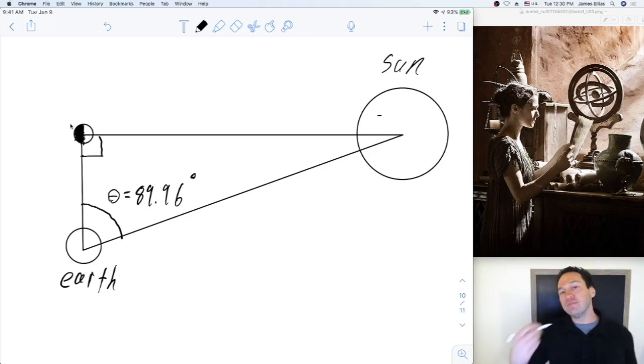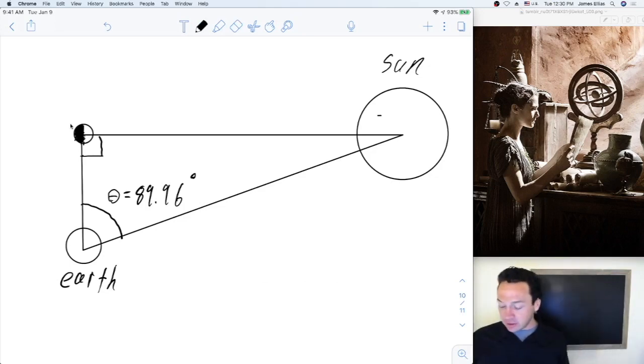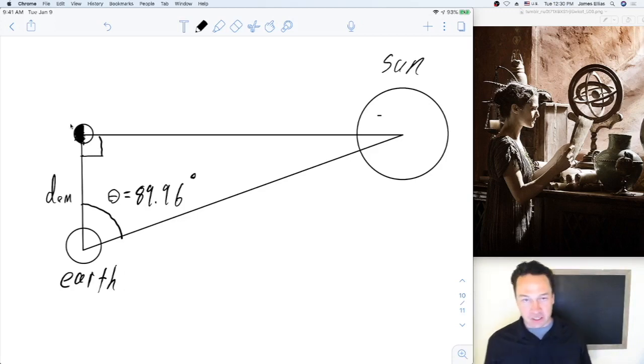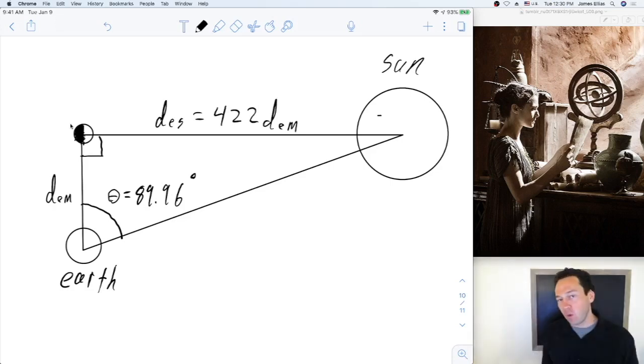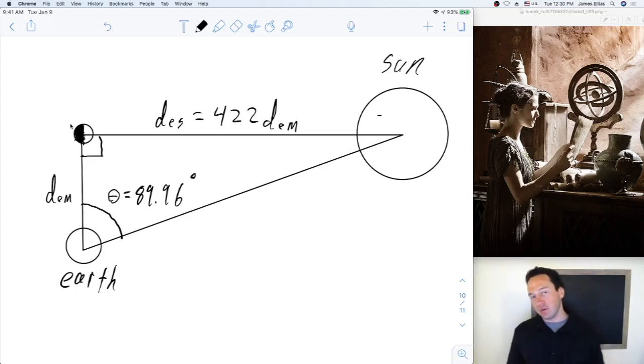Now, how much further away is it? It turns out that if this is DEM, we'll call it, the distance from the Earth to the moon, and this is DES, then the distance from the Earth to the sun is 422 times further away than the distance between the Earth and the moon. He's able to do this using trigonometry.